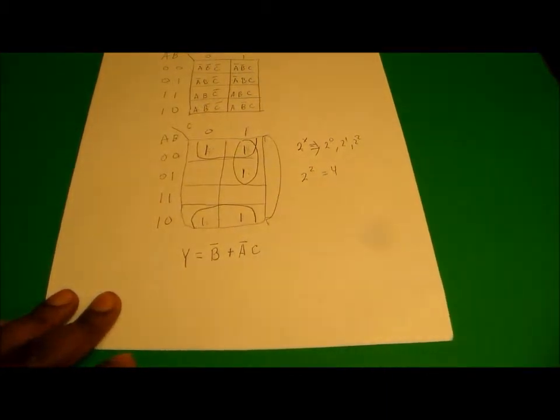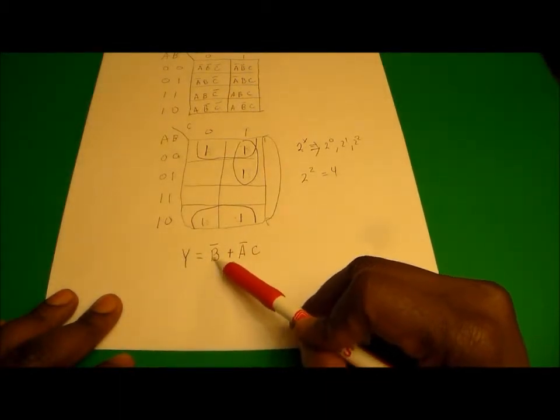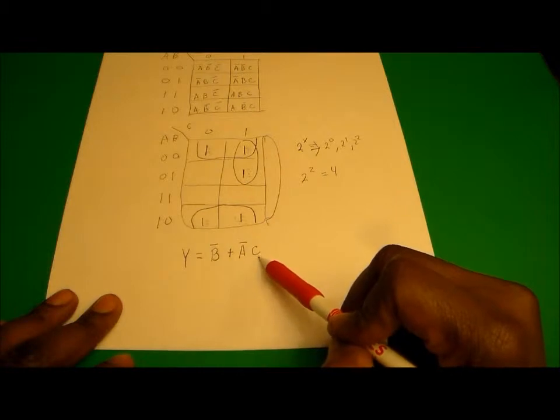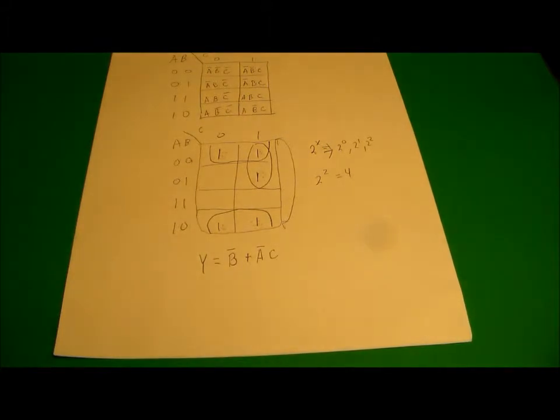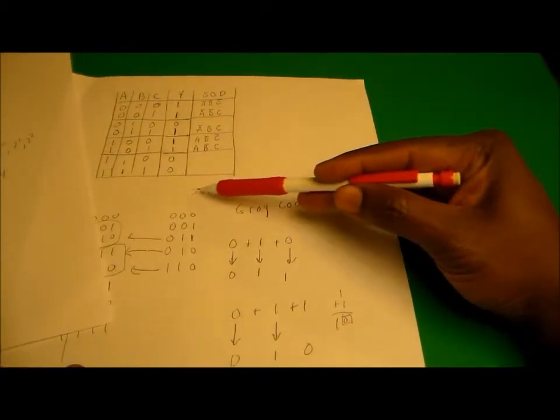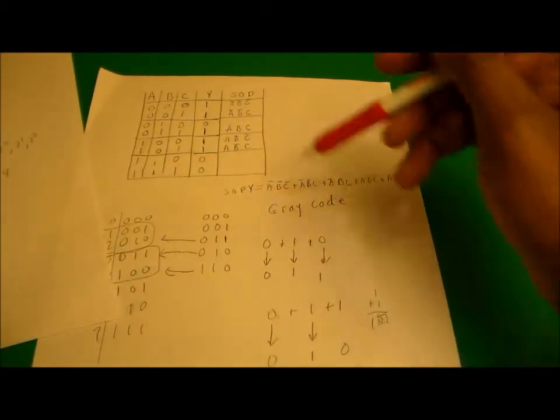And so what this is saying now is that we can use Y being the output is equal to B naught plus A naught times C in order to represent the same equation as what we had, and let me grab this piece of paper here, the same equation as what we found using the sum of products representation. These two equations will give us the exact same output.